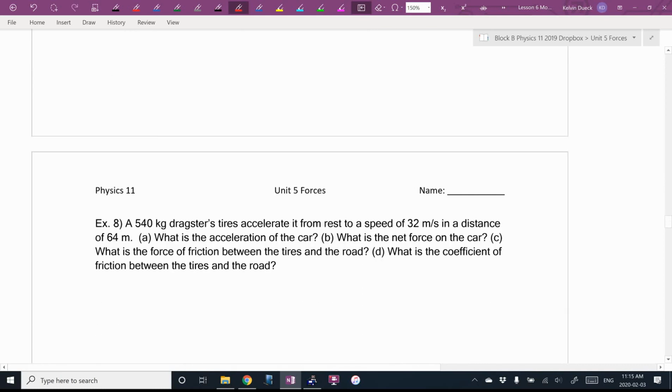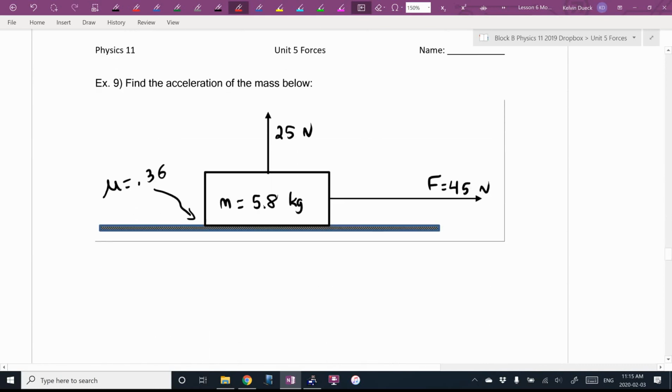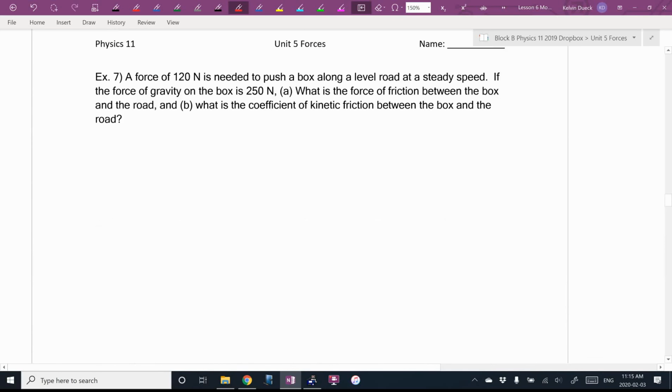Example 7, and then do I have an example 8? And then I think we're done. No, and an example 9, and then I think we're done. You already watched the balloon behavior last class.